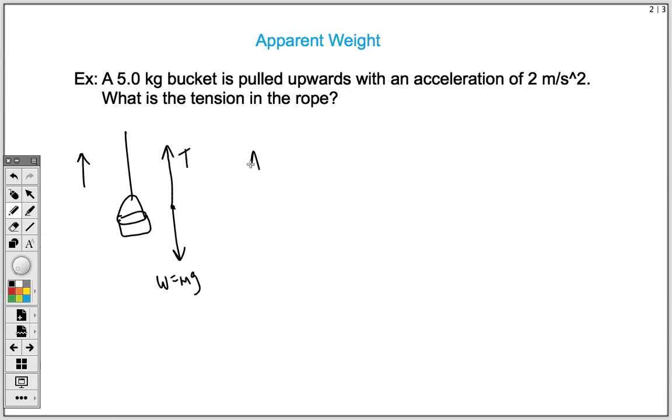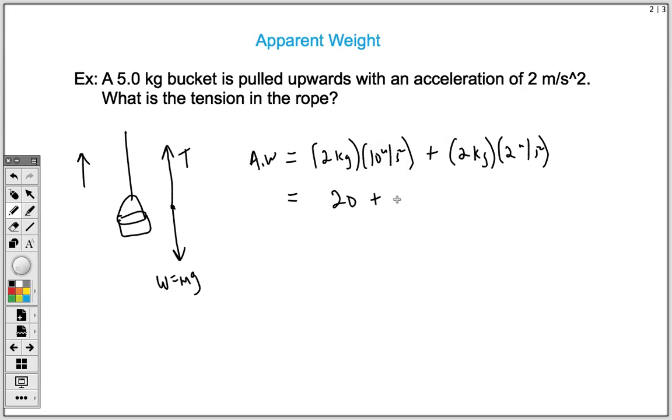So our apparent weight, which is a force, is going to be 5 kilograms times 10 meters per second squared, because that's gravity. We are going upwards, so we're going to add the same mass, 5 kilograms, times our acceleration. So our apparent weight is going to be 50 plus 10, which ends up being 60 newtons.